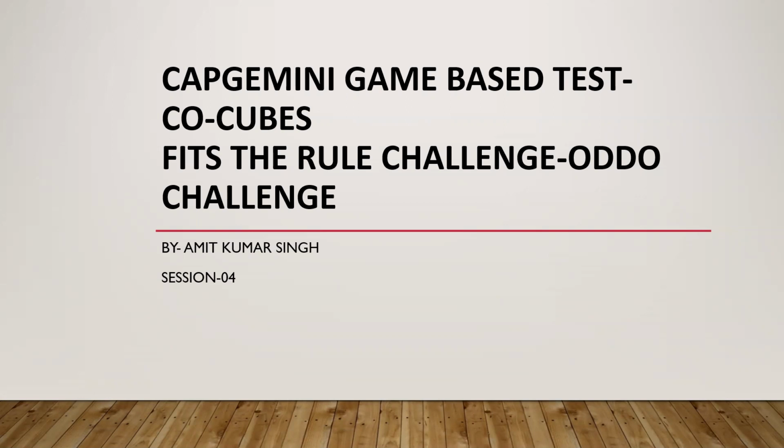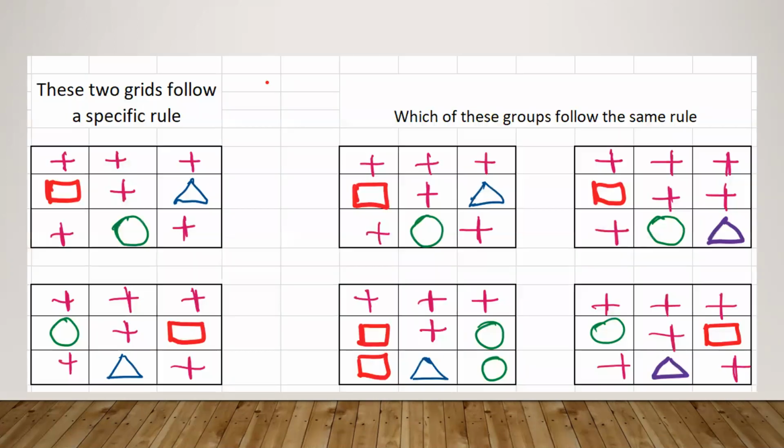But this is the kind of question where you need to figure out the pattern which is already given in the statement. Based on that, you need to figure out whether the same pattern is applied in the options or not. That is what we do in the fit the rule challenge or auto challenge problems.